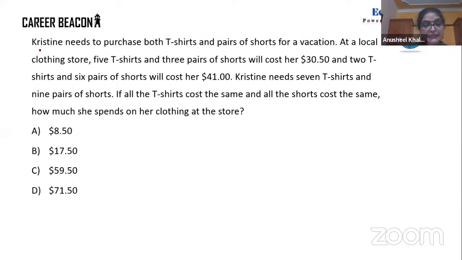Okay, Christine needs to purchase both t-shirts and pairs of shorts for a vacation. At a local clothing store, 5 t-shirts and 3 pairs of shorts will cost her $30.5, and 2 t-shirts and 6 pairs of shorts will cost her $41. Christine needs 7 t-shirts and 9 pairs of shorts. If all the t-shirts cost the same and all the shorts cost the same, how much does she spend on her clothing at the store? So here we are given certain information.